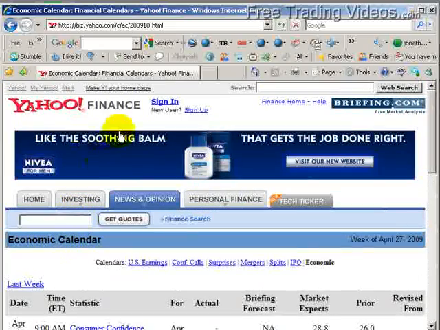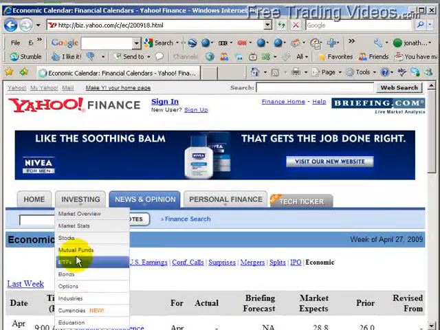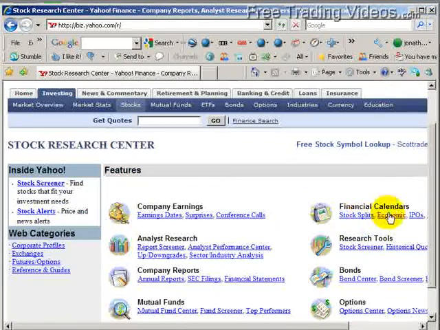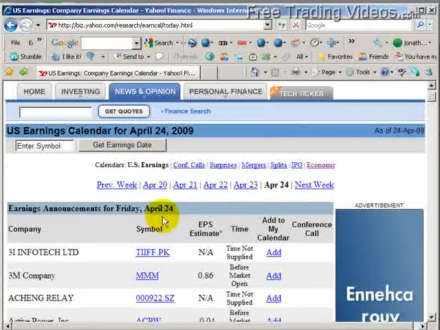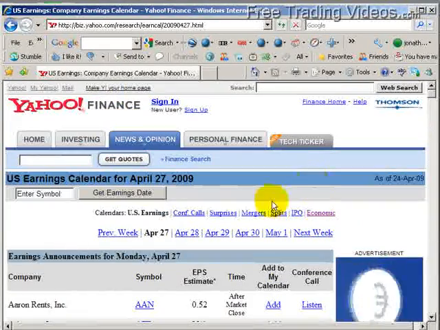So Yahoo Finance is a great place to go. Simply click on investing, drop down to stocks, and you can get it right here at economic. There's also earnings dates coming up, and you can look at next week. And you can see all the things.